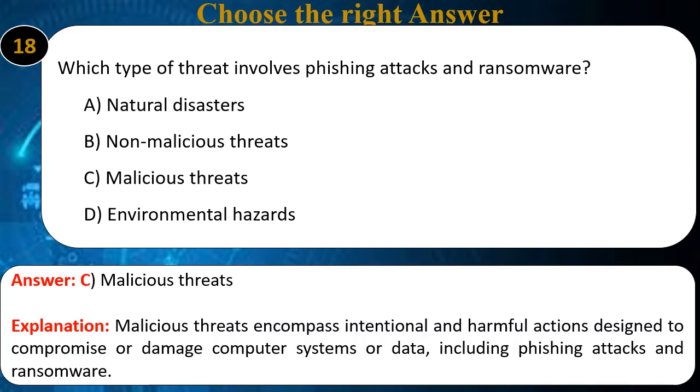Malicious threats. Phishing attacks and ransomware are deliberate attempts to harm individuals or organizations, such as stealing data, extorting money, or disrupting operations. These fall under the broader category of malicious threats, which encompass any deliberate action aimed at causing harm in the cyber realm. Natural disasters, non-malicious threats, and environmental hazards do not involve deliberate intent and cause harm through unintentional or natural means. Therefore, considering the deliberate nature of phishing attacks and ransomware, only option C accurately categorizes them.